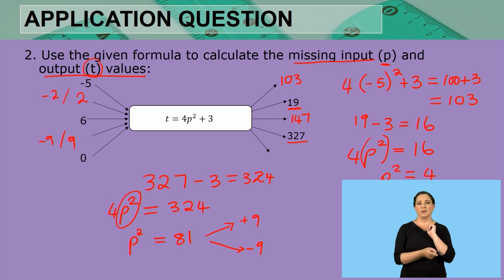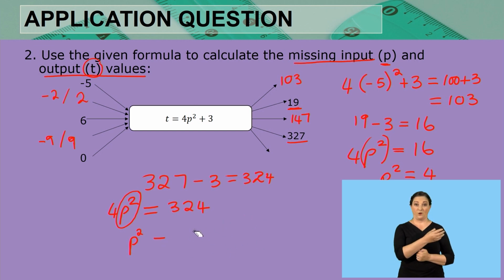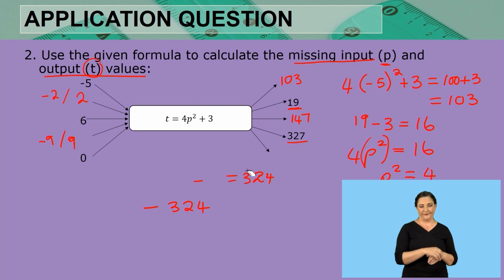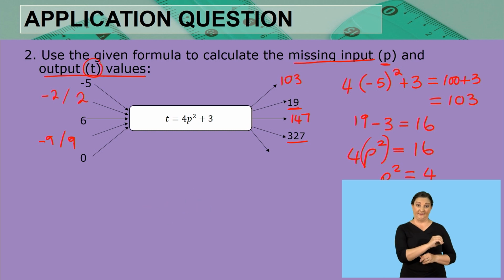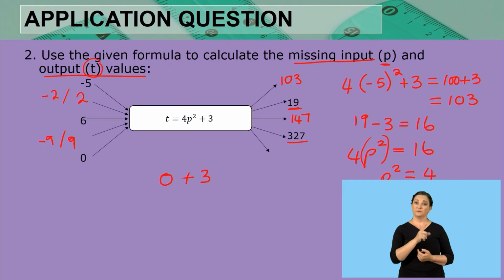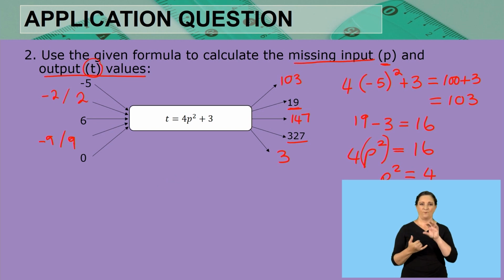Let's move over to the last input value there. We have a 0 as our input value. And that 0, we are going to square it and multiply it by 4. But we know that anything multiplied by 0 is going to be 0. So it just means that we have 0 plus 3, and that will give us an output value of a 3. And that is it. We have filled out our flow diagram, we filled out the missing input values, and we filled out the missing output values. Let's move over to our next application questions.